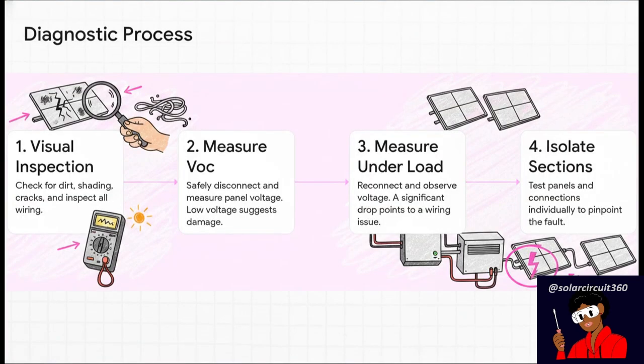Here's the process. Step 1, just a thorough visual inspection. Use your eyes. Look for the obvious stuff: dirt, new shadows, visible cracks, any funky-looking wires. Step 2, measure the open circuit voltage, or VOC. That's just the panel's baseline voltage when nothing is connected to it. If that number is low, that's a really strong clue pointing to panel damage. Step 3 is the big one for wiring issues. Measure the voltage again, but this time under load, while the system is working hard. A big drop here is pretty much your smoking gun for a bad connection. And finally, step 4 is to isolate. You test panels and strings of panels one by one to pinpoint the exact location of the fault.